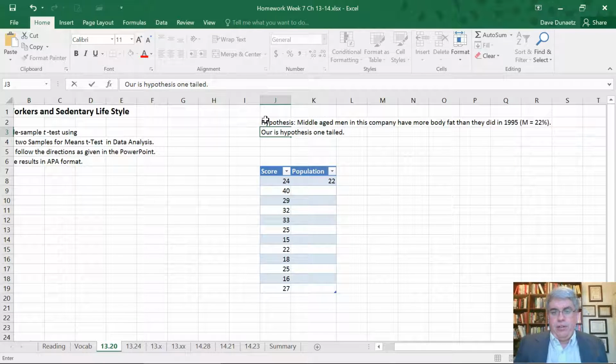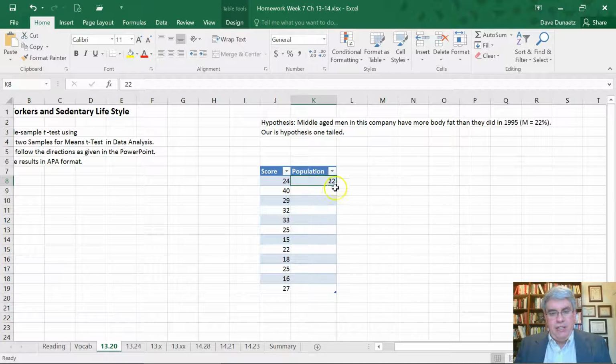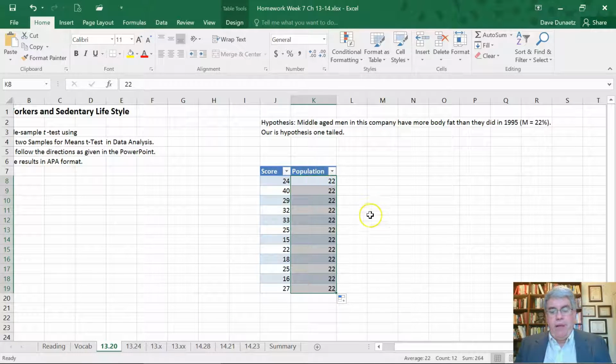Our hypothesis is one-tailed. It's directional. We're predicting that they've gone up. So that gives us more power than if we had decided to make a two-tailed hypothesis to say that it was different. So we have all the data here, and we know the population mean is 22. It's a little trick to be able to do the one sample test in Excel: you have to fill up all the cases with 22 for the population.